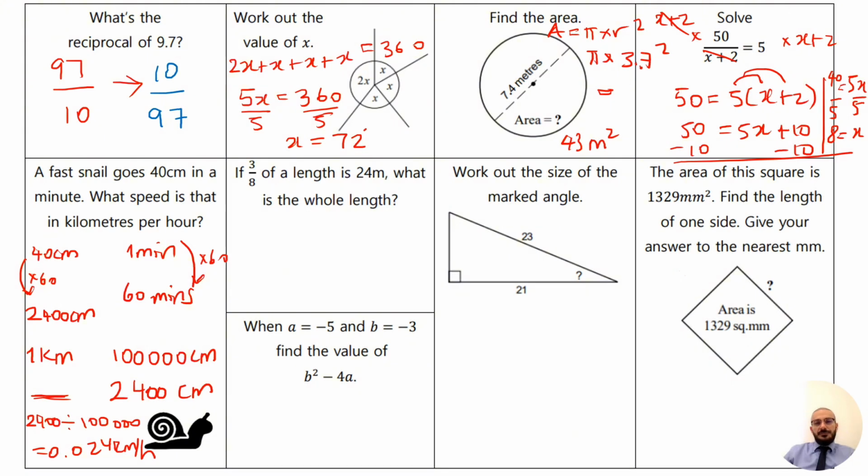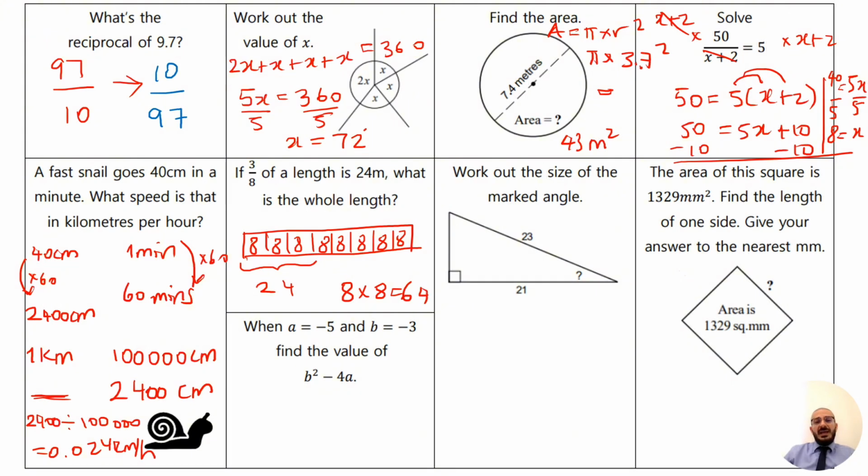Now, next question. If 3 out of 8 of a length is 24 meters, what is the whole length? Okay, so imagine we've got 8 pieces. This is divided into 8. 1, 2, 3, 4, 5, 6, 7, 8 boxes. And the 3 boxes are representing 24, which means each box is going to be 8, because 24 divided by 3 is going to give you 8. So each box is 8. So essentially we ended up with 8 times 8, really. We've got 8 lots of 8, so that's going to be 64.